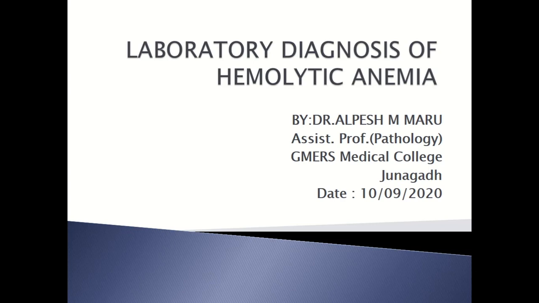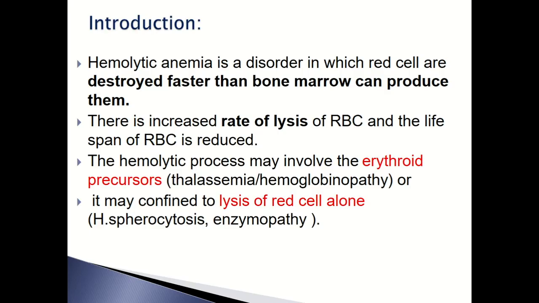So far we have learned basic things like what hemolysis is. It is the disorder in which red cells are destroyed faster than the bone marrow produces them. So there is definitely destruction of the RBCs, right? We can say there is an increased rate of lysis of the RBCs as compared to the lifespan of the RBCs.